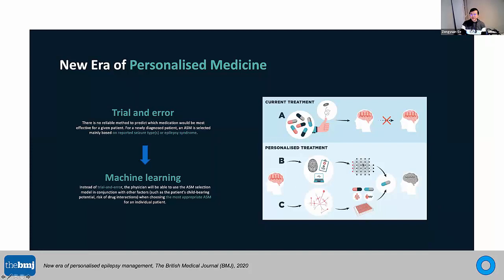So what we imagine in the future, or the future trend, although this study is still undergoing and we're doing lots of research, is that we think machine learning or AI maybe could help by leveraging more data from the patient and help to select a medication which works more effectively or has more efficacy for the patient to take. So we try to jump out of the loop of trial and error. So the physicians will be able to use the ASM selection model in conjunction with other factors.